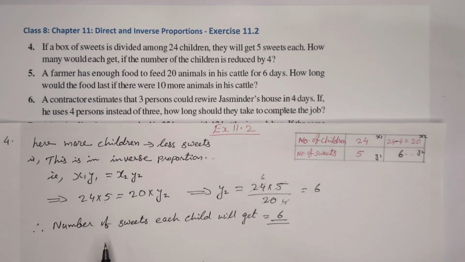So we can write therefore number of seats each child is getting or will get, that is equal to 6.